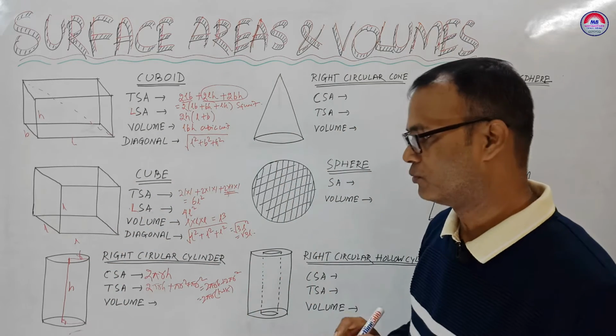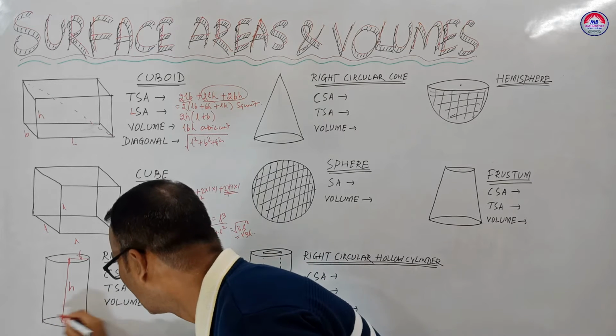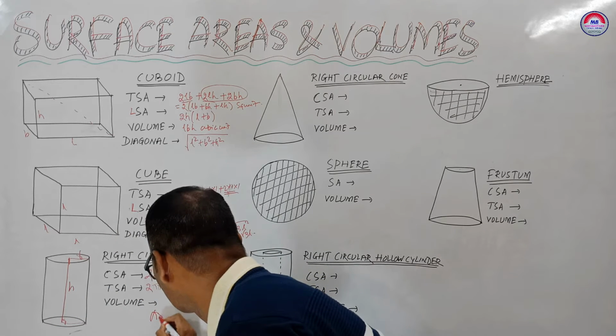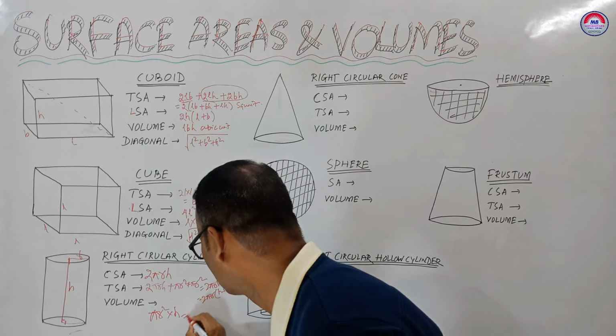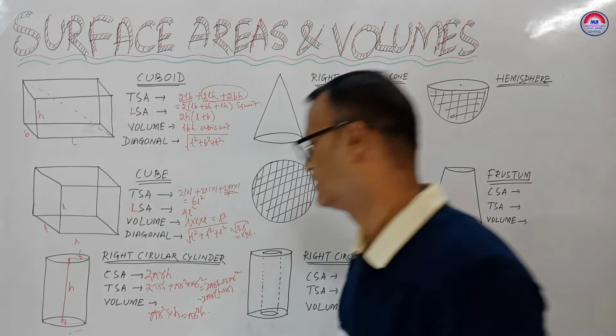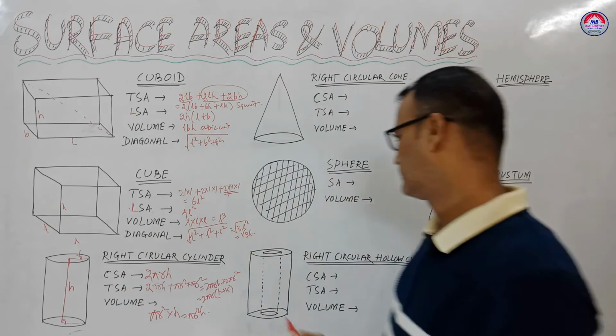Next, volume. Volume, you can write area. The area of the circle is pi r square. Height h. So the formula is pi r square h. It is always in cubic unit. Okay. This is the right circular cylinder.